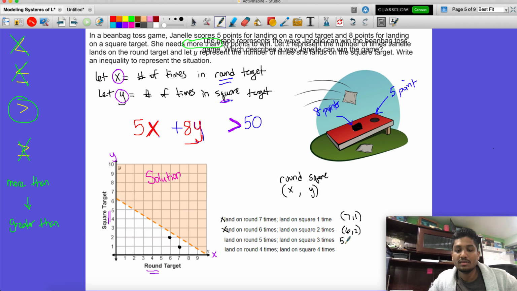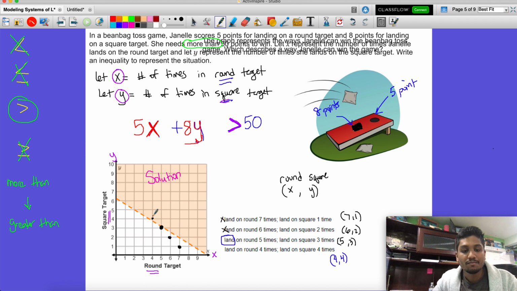5 times on a round, 3 times on a square, so 5 and 1, 2, 3. Now you see how this lies on the line? Possibly a solution, possibly. So we're going to put a question mark here. Actually, I'll just put a square around it, and then land 4 times on a round, 4 times on a square, and we see that that is going to be 1, 2, 3, 4. Look at that. It's right above the line.